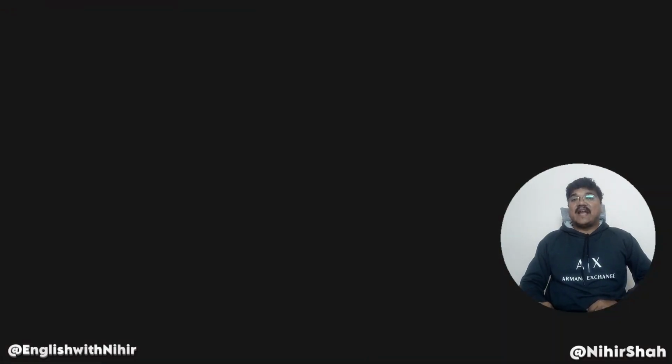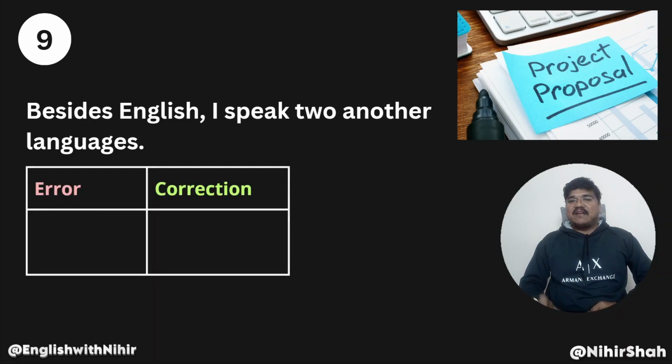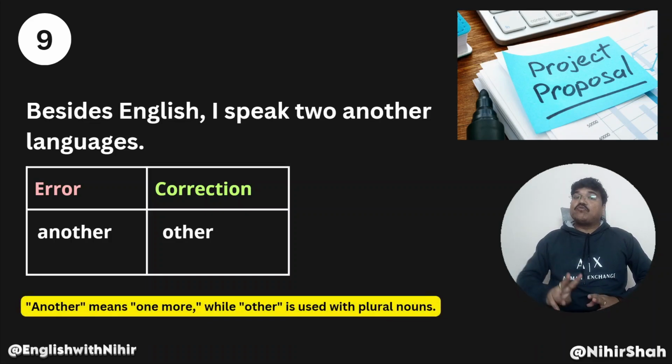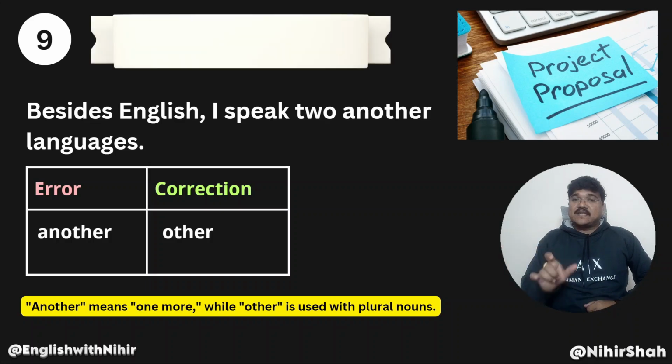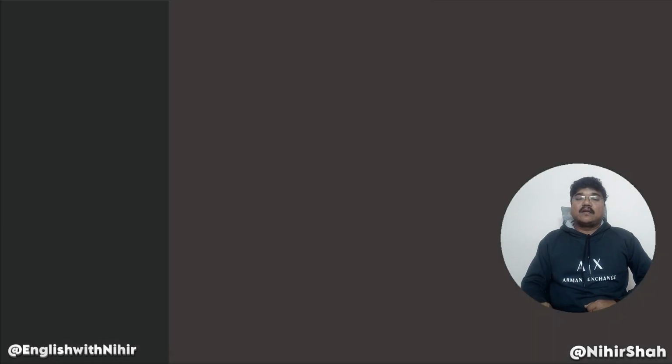Let's move on to the ninth mistake. Besides English, I speak two another languages. What is the error and what is the correction? Think about it. I hope you would have done it. The correction is another is not required here. Instead of that, other should come. Why? Because another means one more, while other is used with plural nouns. Okay. So this is the ninth mistake, using another instead of other.